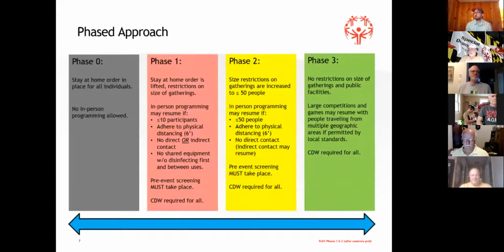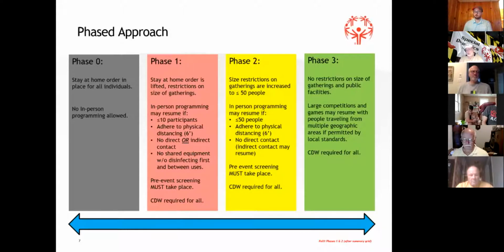We talked about the phases. Phase 0 was the phase that we were in a year ago when everything was shut down until I think the end of June. Most counties right now are in phase 1. What that means from a functional standpoint is that you can have in-person programming and training where there are groups of 10 or fewer participants. And when we're talking about a participant, we're not just talking athletes. We're talking athletes, unified partners, coaches, volunteers, and potentially family members or others who are in the immediate area.